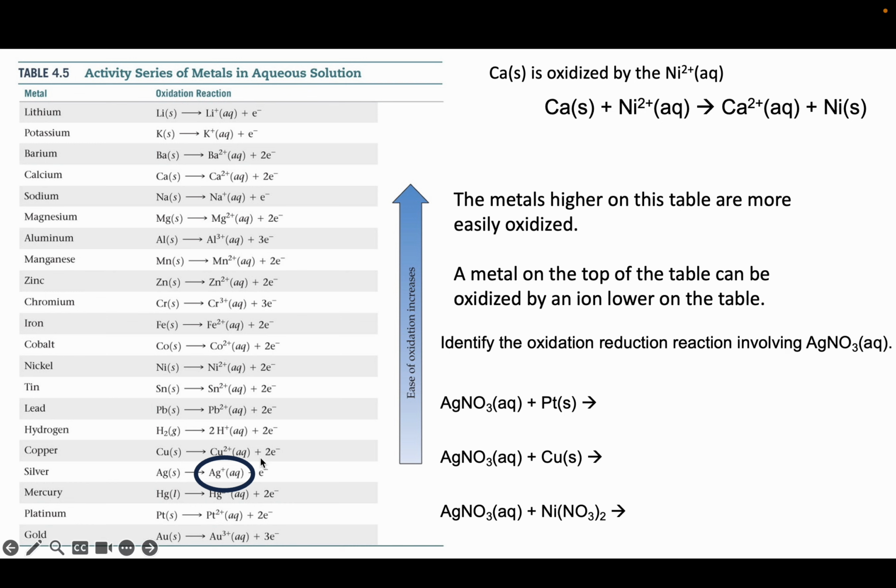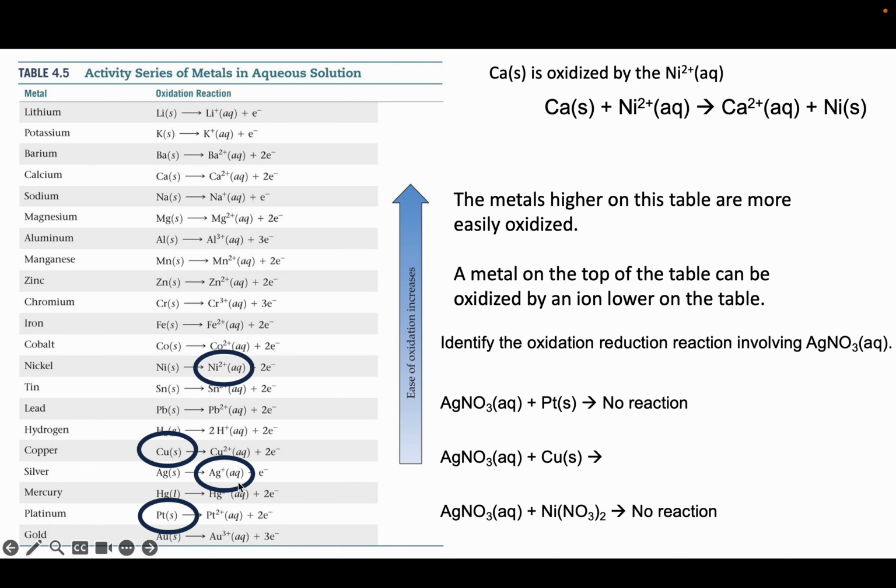So I'm first going to find the silver on my activity series. The nitrates are all soluble, so this is just another way of putting silver ions in the beaker. We're thinking about, would there be an oxidation reduction reaction between the silver ions and platinum solid, silver ions and copper solid, silver ions and nickel ions? In order to determine that, I'm looking for the example of the metal being above the ion. And in this case, the only example I see for that involves the copper.